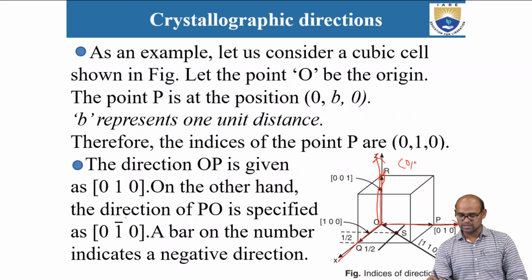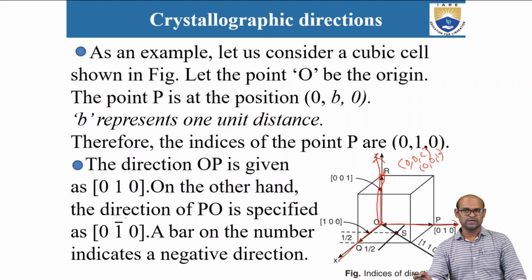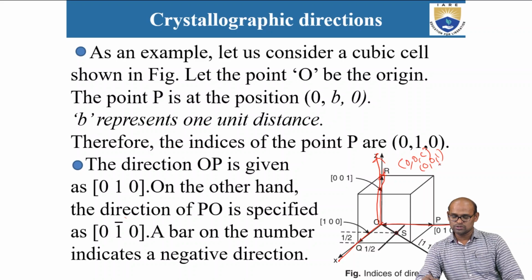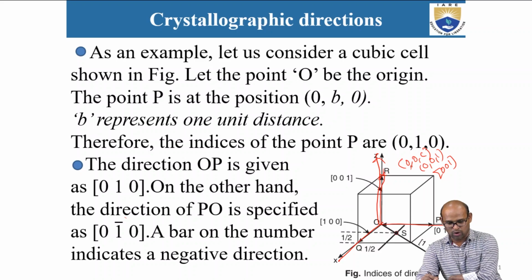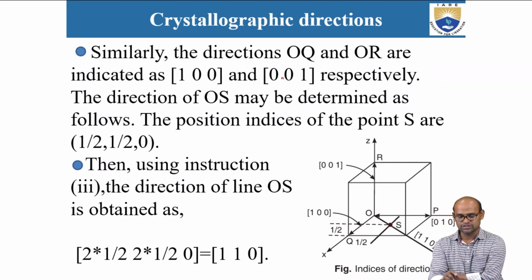So this is the z-axis, right? 0, 0, C, or I can write it directly by dividing. It will become 0, 0, 1 unit translation, right? So 0, 0, 1, and now I got this. If there are no fractions... if there are any fractions, I need to multiply by the least common divisor, but there are no fractions. So I'm just going to write them in square brackets: 0, 0, 1. So the 0, 0, 1 is the index of this direction OR, right? So the OR direction is 0, 0, 1.